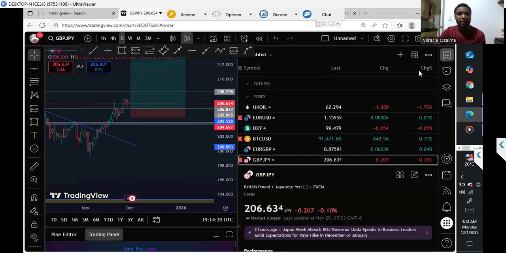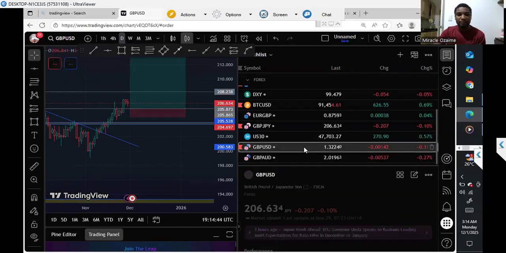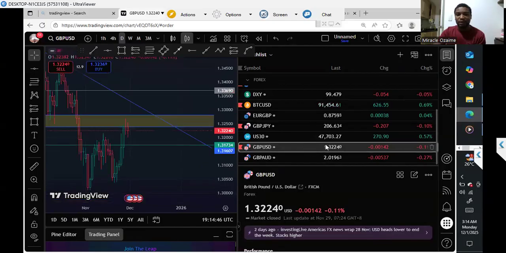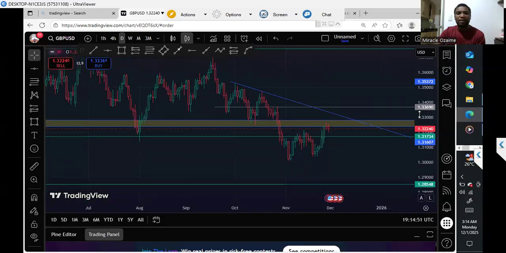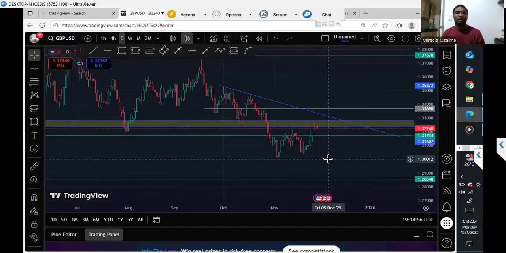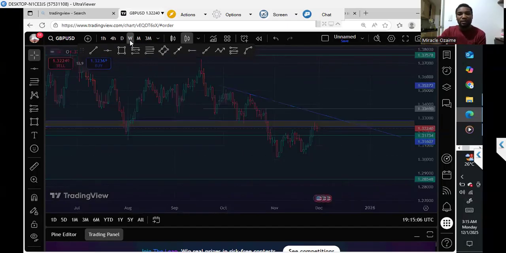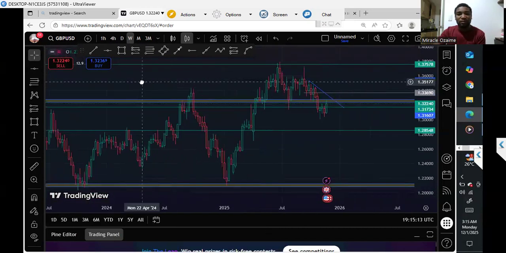Then the next pair that I'm going to be looking at is GBP USD. GBP USD, on the other hand, I'm also looking at a double bottom, just the same as Euro. With these pairs, I'm just trading what I see as of the moment, because this weekly time frame is giving me a double bottom, and the monthly time frame as well is giving me a double bottom. But this is also a major zone.